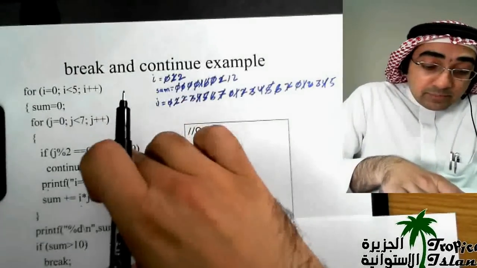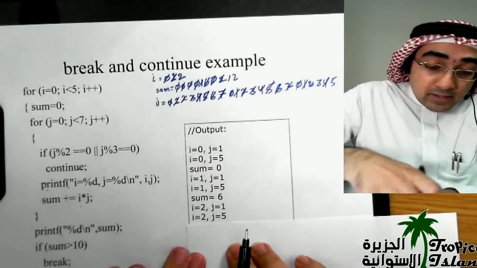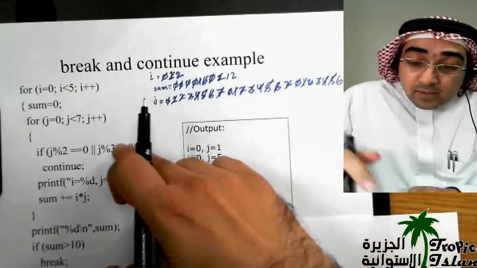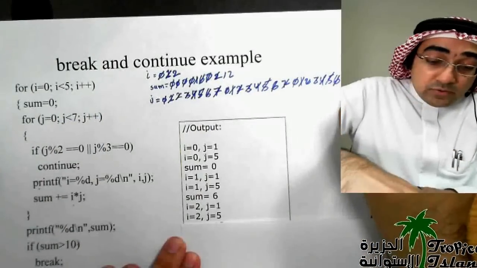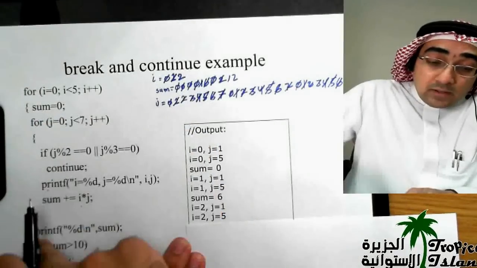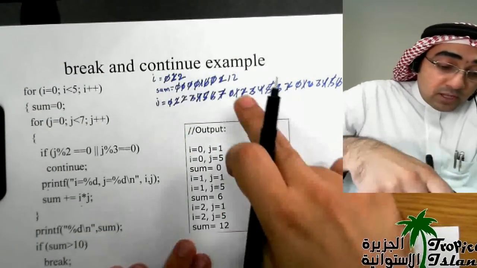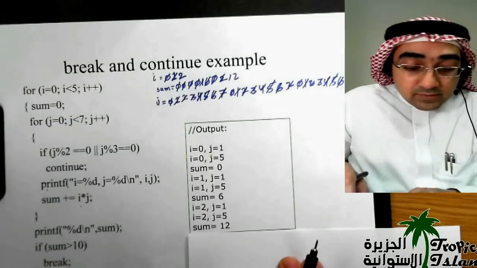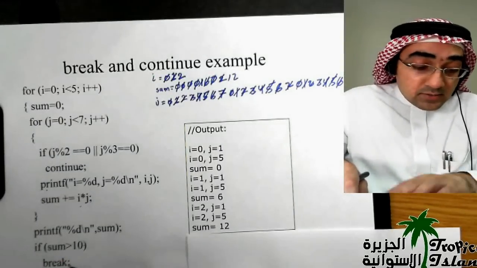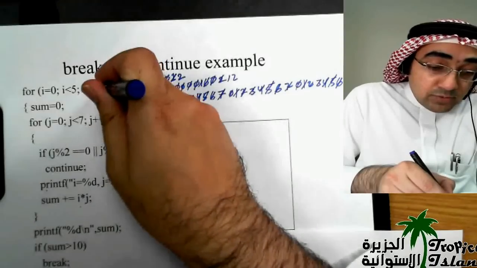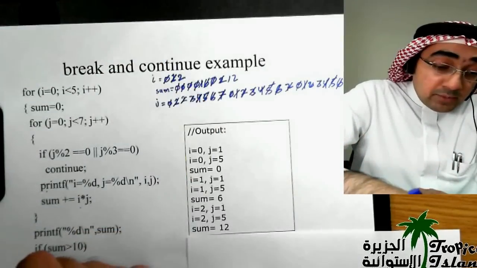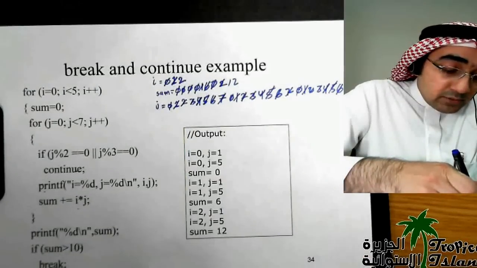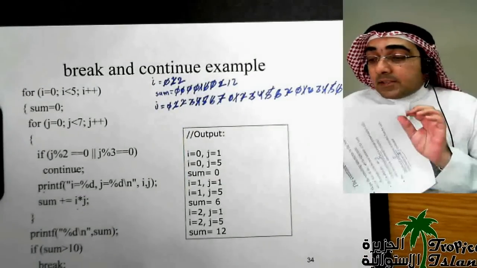I come back over here and increment my j to 6. This is true, so then that becomes 7. The condition becomes false, so I go out and I print the sum. The sum is 12. Then I say if sum is greater than 10. Is 12 greater than 10? Yes. Break. Break means get out of the loop that I am in. I am in the ith loop, so I'm going to go out and continue my program over here. And that is the entire output that I have.